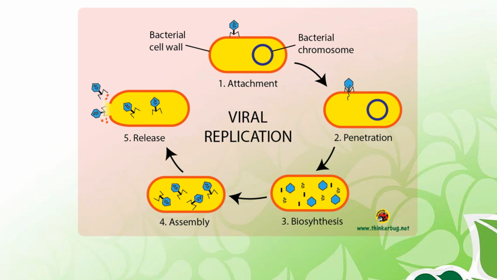And finally, it is release. Virions are released from the cell either by lysis or budding. In lysis, the infected cell dies and the virions are released. In budding, the virions take some of the host cell's membrane with them as they leave. This is normal and does not kill the infected cell. This is how replication takes place.